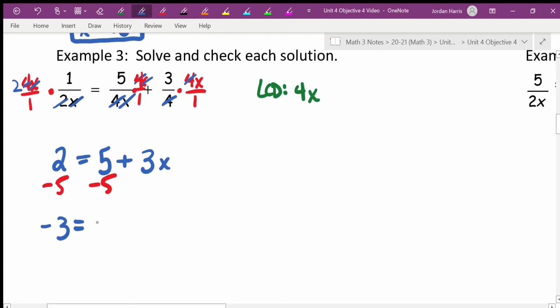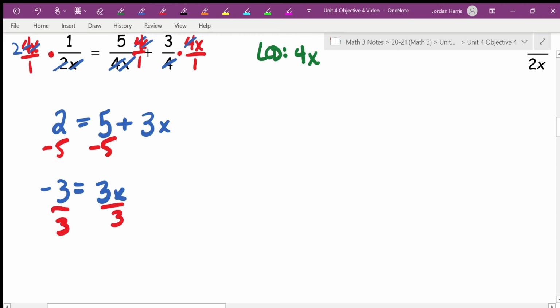Notice if you use this little skill of being able to pick out an LCD and multiply by it, you get rid of all the fractions, and it makes life so much easier. So I get -1 equals x.